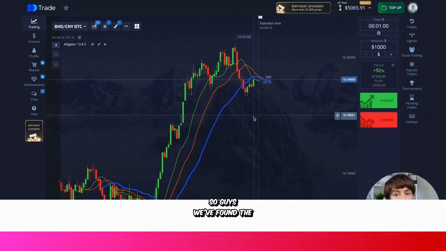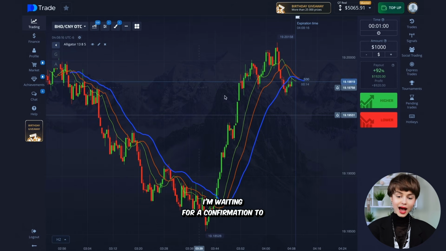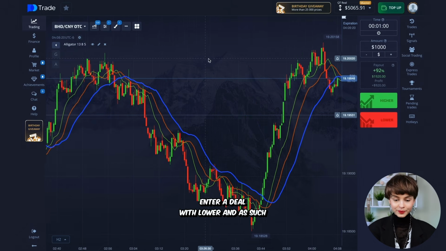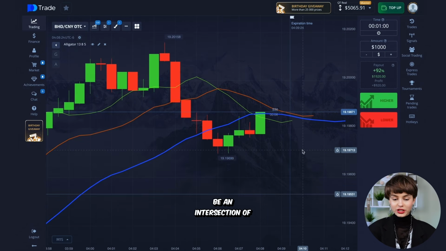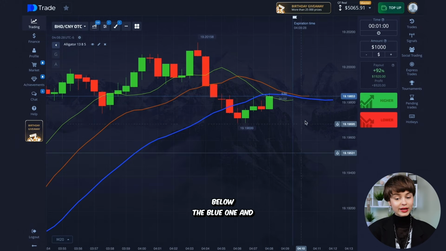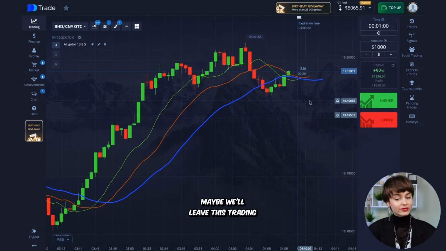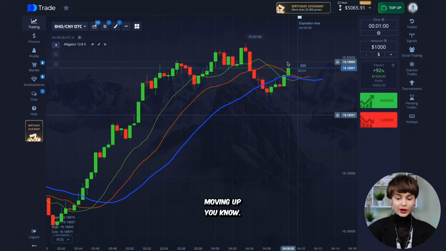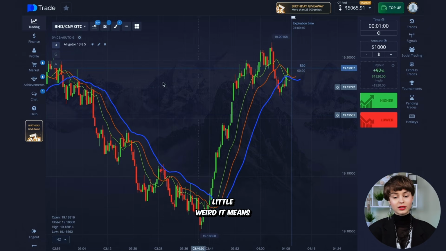So guys, we found the next pretty good currency. I'm waiting for a confirmation to enter a deal with lower. And as such a confirmation, there must be an intersection of the orange and blue lines. So we see the green line is already below the blue one and the orange line is not yet. Maybe we'll leave this trading range now and keep moving up. It's possible too, though this is a little weird.